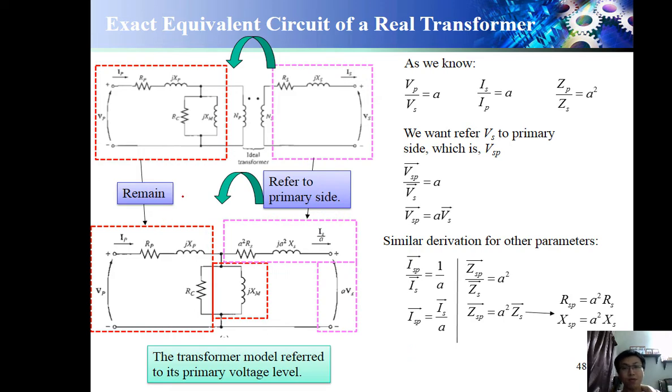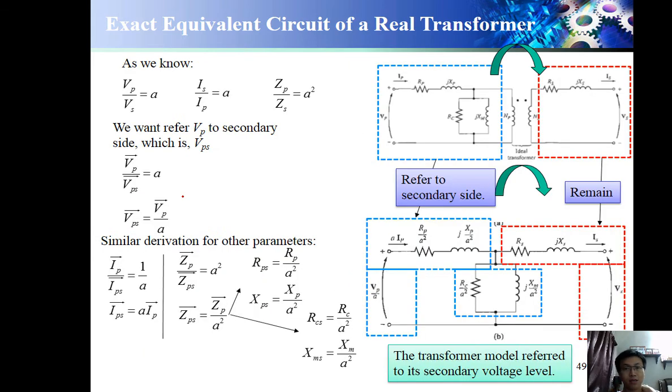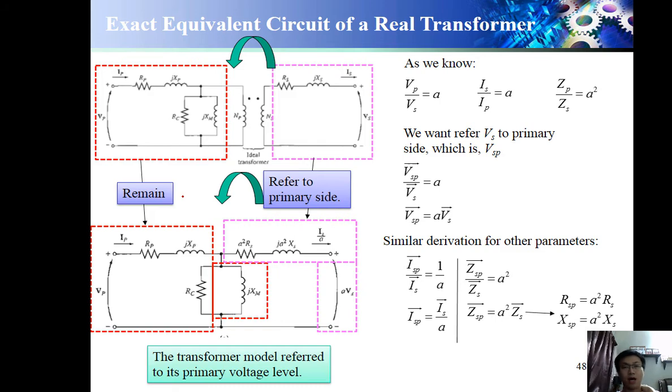Okay, so this is how we do it. Before we move it, actually we need to know how we create, how we refer it. Okay, now we talk about the transformer model that refers to its primary voltage. This is the one which we don't want, because there are two voltage levels. We want to put it into a single voltage level.